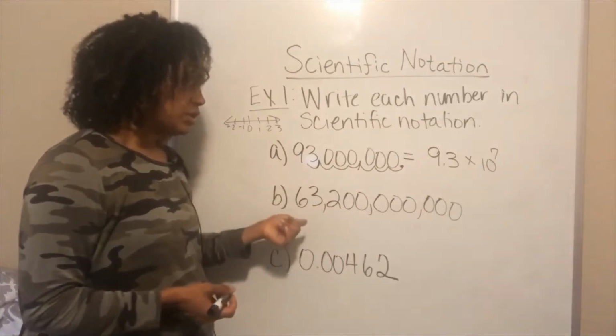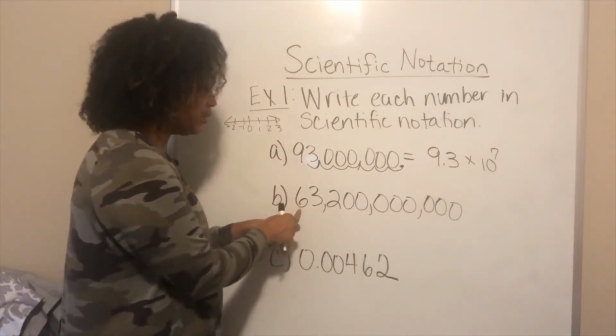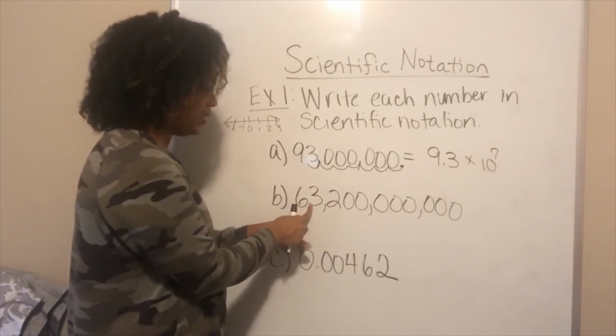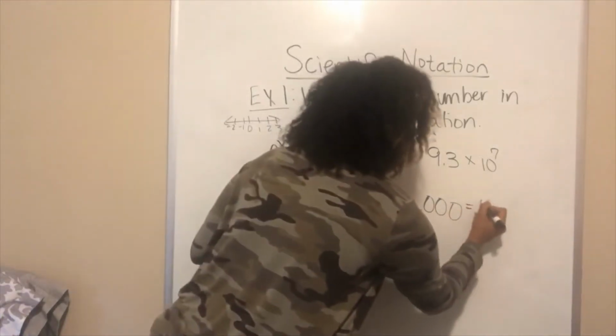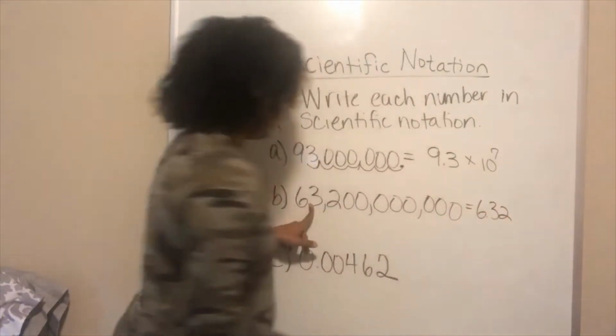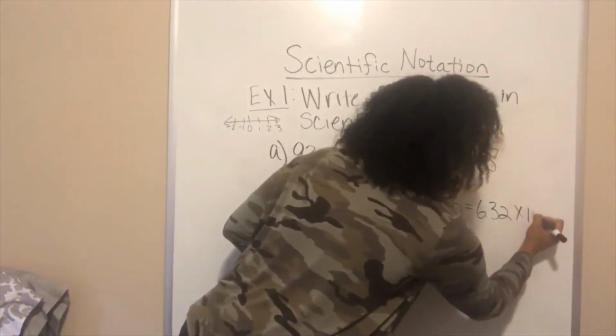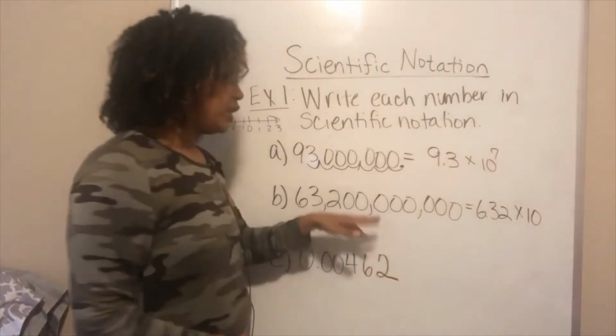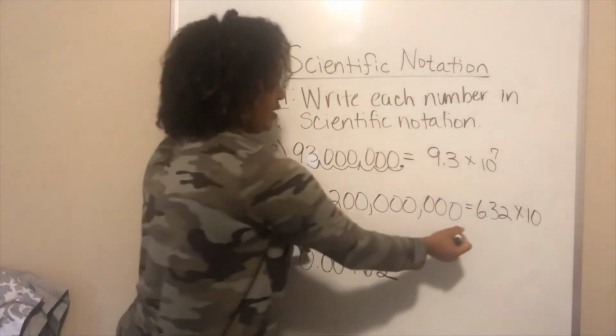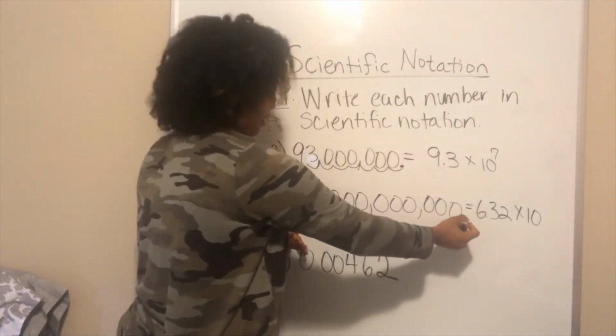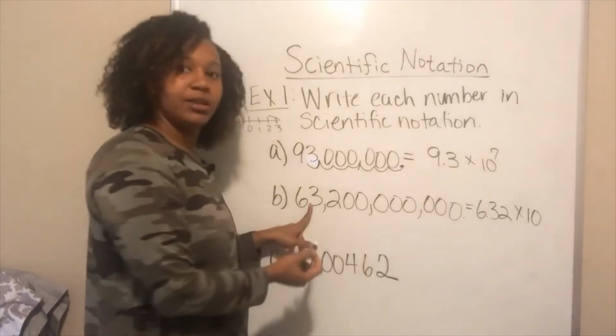63,200,000,000. So my decimal is going to go after the first non-zero number. So 6 is the first non-zero number. So my decimal is going to go here, and I'm going to write every non-zero number. So 6.32. And now I need to figure out how many times I need to move the decimal to get here. So if my decimal is here right now, how many times do I need to move it to get it right here after this 6?